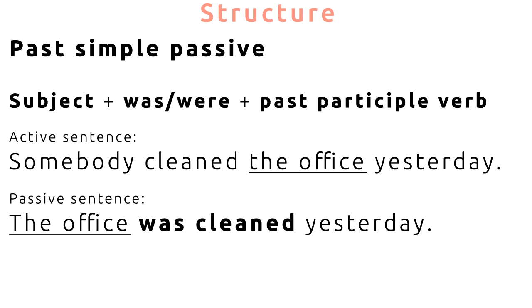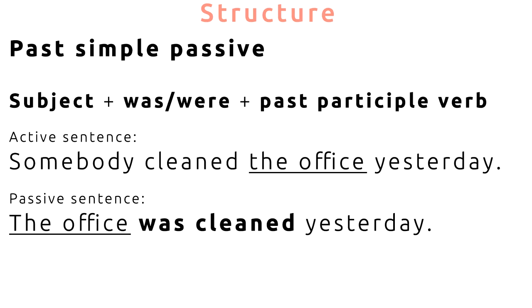So look at the two examples below. First, we have the active sentence. Somebody cleaned the office yesterday. The structure of this active sentence is subject plus verb plus object.